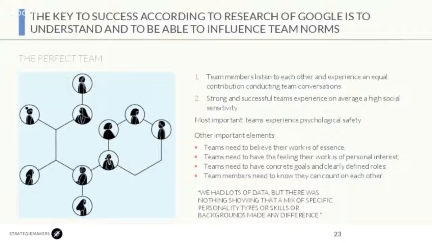Besides that, the second item is that a strong and successful team experiences, on average, a high social sensitivity. So they really see, and it is of course a combination with the first item, team members can really see each other and listen to each other. They can really have a high social sensitivity to each other's impact on the team, and that's a really important item. So I guess the most important thing there is that teams experience psychological safety, right?